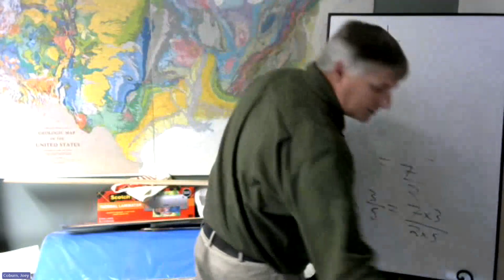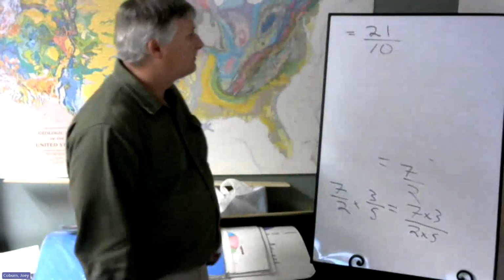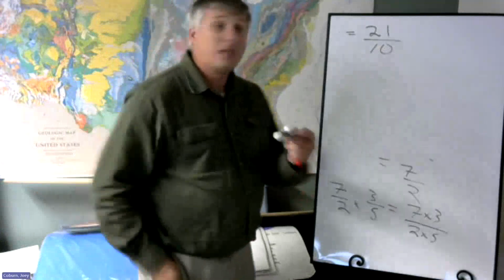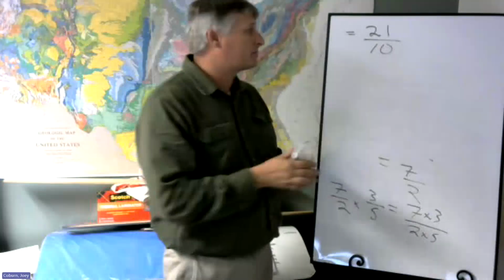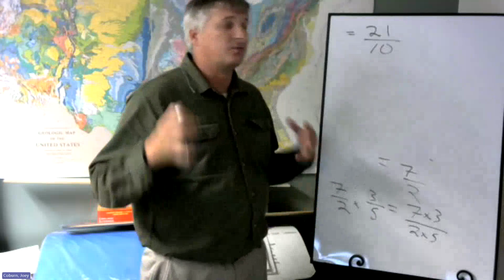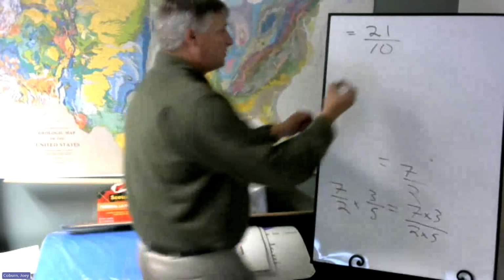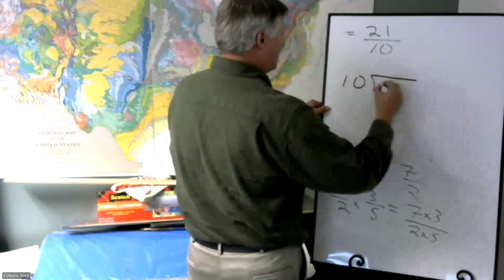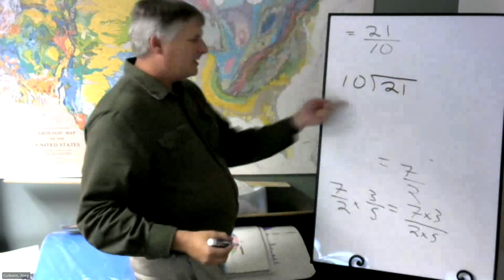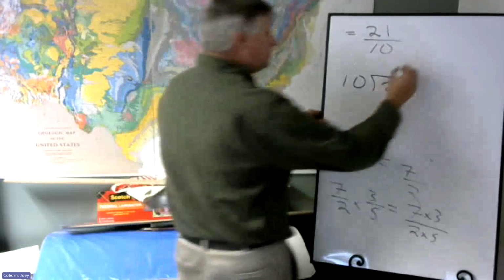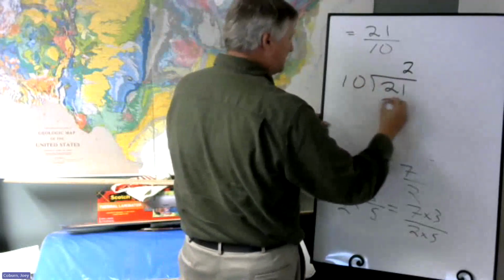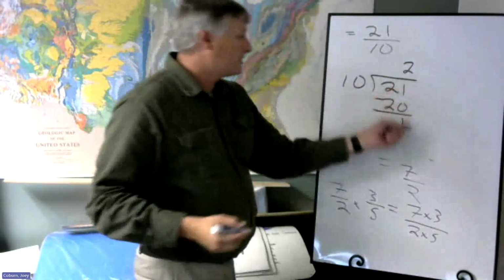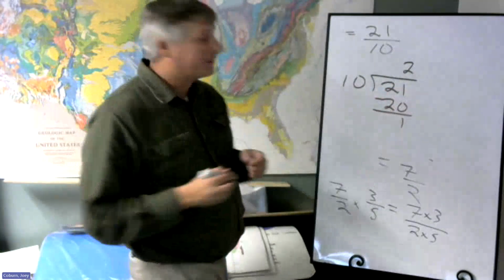Now, oftentimes what will be asked is to convert that into a mixed number. If you have an improper fraction, they'll often ask you to convert it to a mixed number. So the way we do that, divide 10 into 21. 10 goes into 21 at most 2 times. 2 times 10 is 20. Subtract, remainder 1. There's no other numbers to bring down, so we're done.